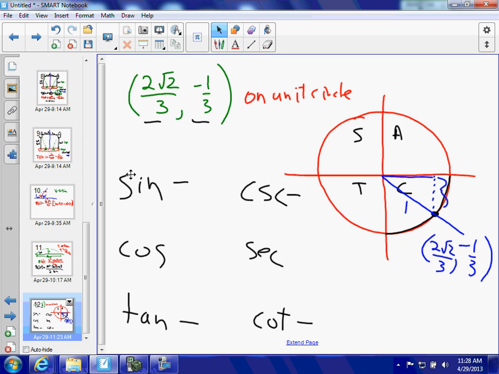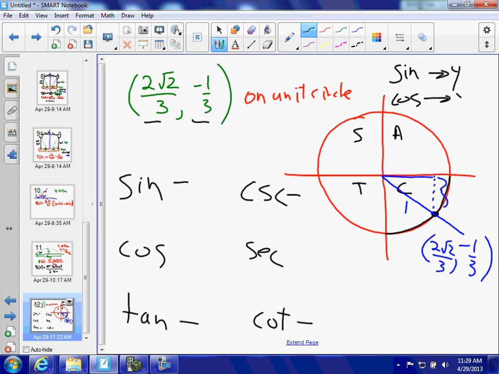And I'm going to start with sine. Well, sine is going to be negative 1/3. That is my sine value, my y value. Cosine is my x value. So sine is negative 1/3, and cosine is 2 radical 2 over 3.